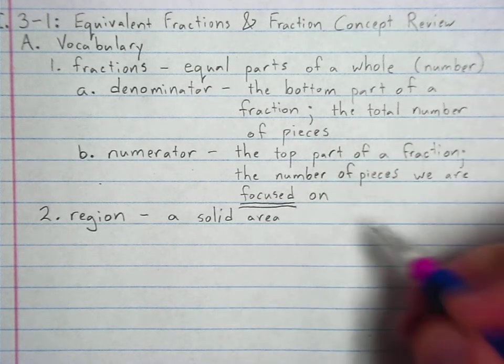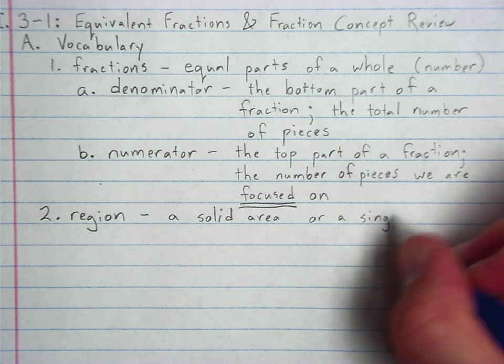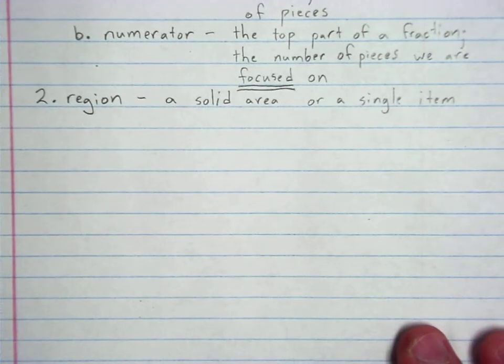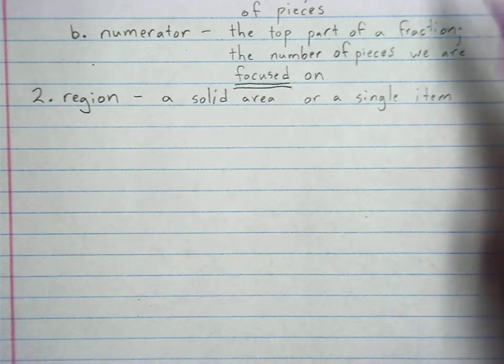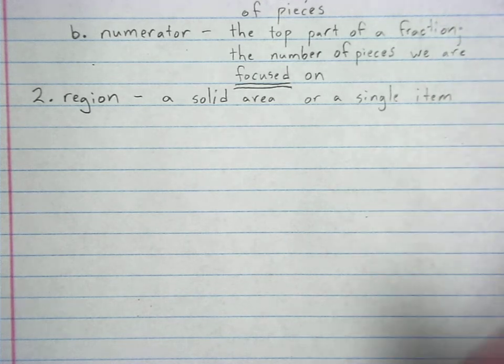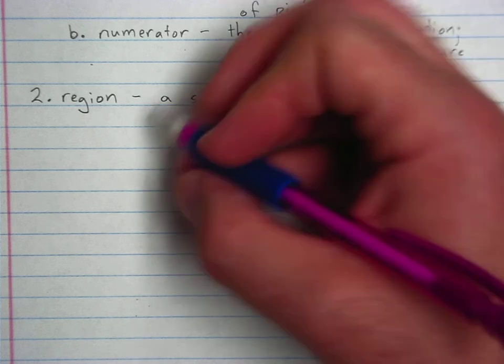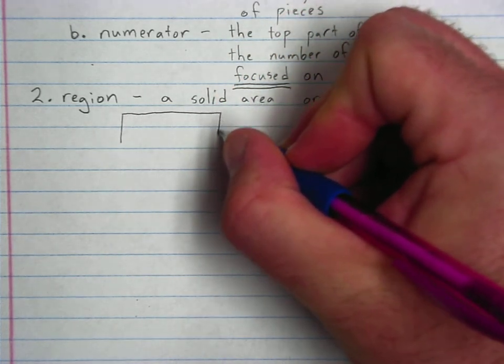area, or a single item. And I got a little ahead of myself. I got a little excited there. So let's back up and talk about that. Okay. A region, I said a physical object, like a single item. But when it says a solid area, it means something a little different. Picture if we draw a rectangle.